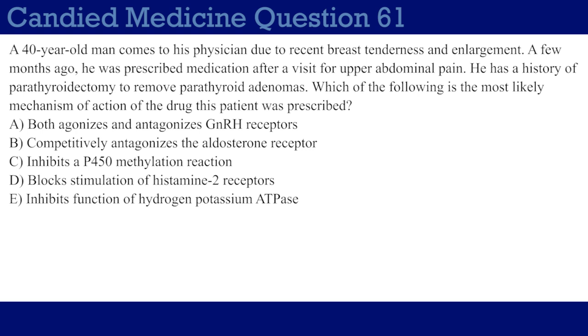Choice A, both agonizes and antagonizes GnRH receptors. Choice B, competitively antagonizes the aldosterone receptor. Choice C, inhibits a P450 methylation reaction. Choice D, blocks stimulation of histamine 2 receptors. Or choice E, inhibits function of hydrogen potassium ATPase.